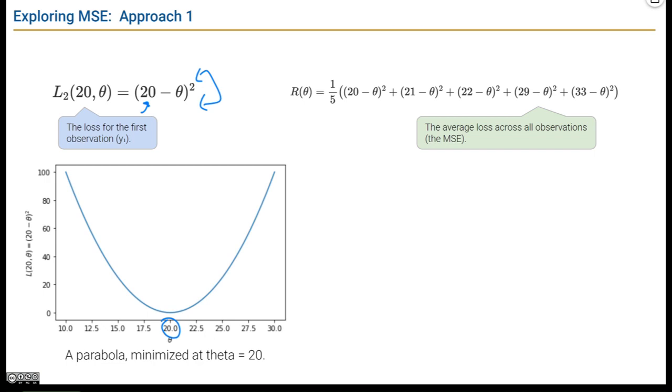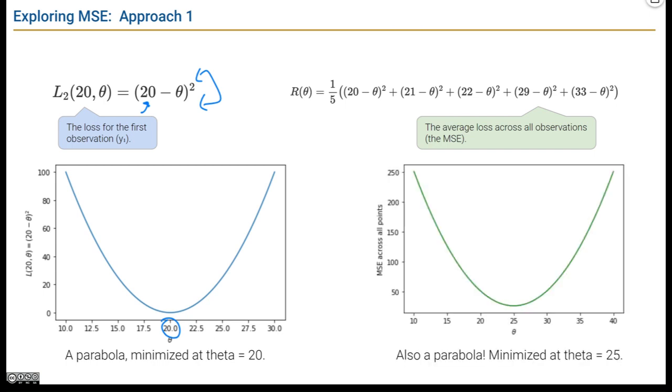This function, though, is the one I actually am interested in because I want the average loss across all observations to be as small as possible. This is still a quadratic. I'm going to plot it here. And you're going to notice, by no coincidence, that the center of it here is 25, which may be one of the values you picked when I was asking you to guess what constant you would use as a prediction for the number of sales. But we're going to see mathematically exactly where this comes from.